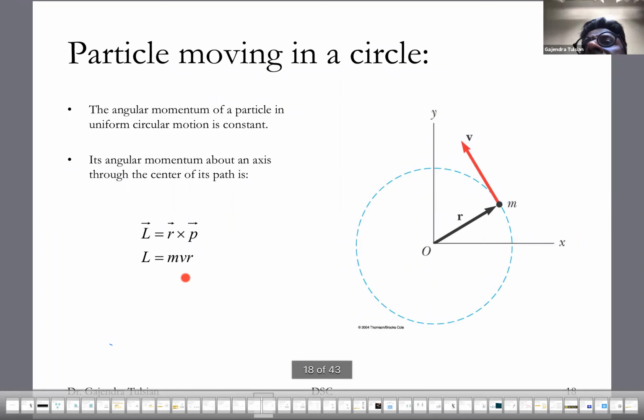Okay, so what this slide shows you is that for a point particle moving in a circle, the angular momentum is equal to the mass of the object times the speed of the object times the radius of the orbit. So for circular motion, the angular momentum is just mvr, for a point particle.